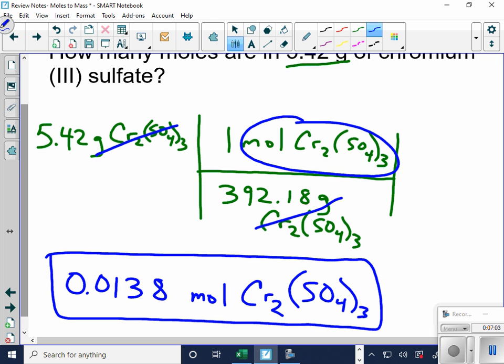Box it so Mr. Braun knows where to find my answer. So final answer, 0.0138 moles of chromium-3 sulfate. Questions about this so far? Sweet.